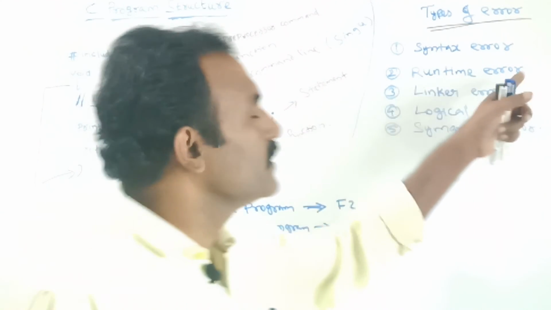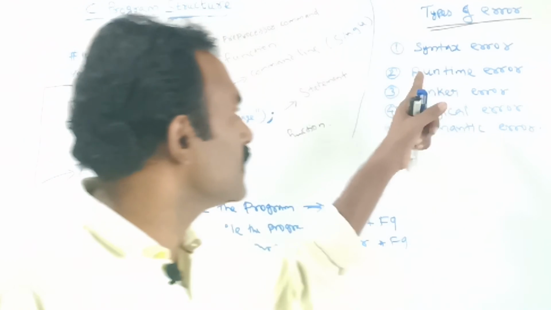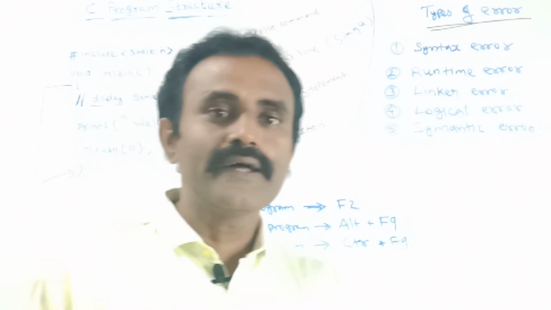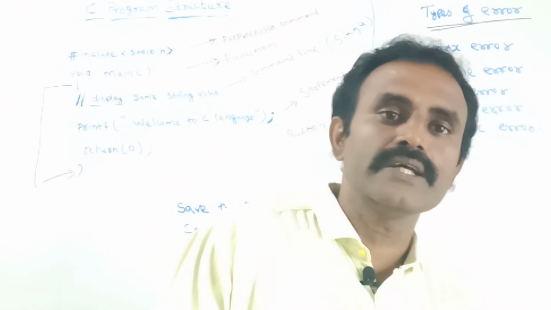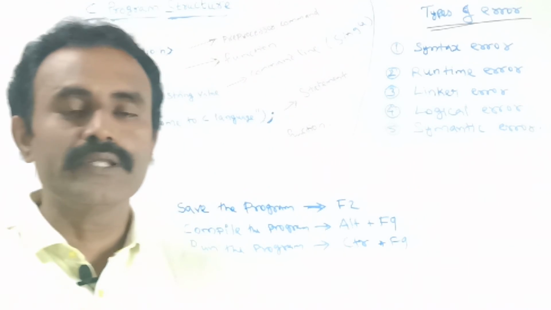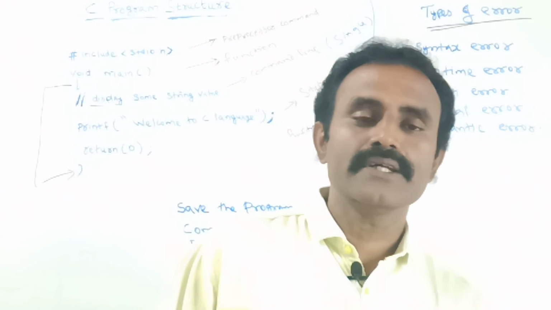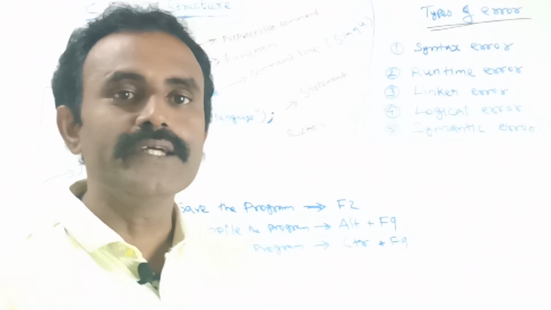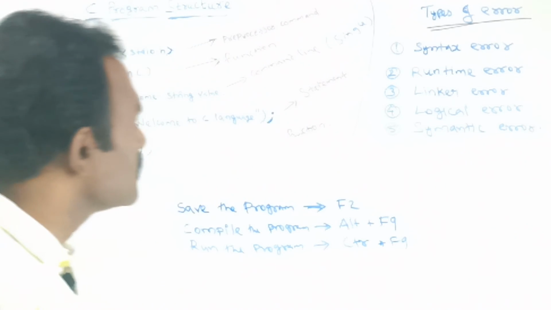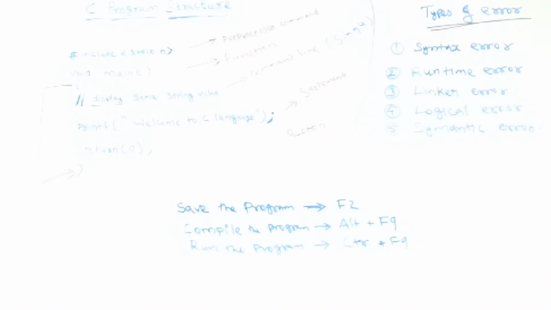Next, let us go to the runtime error. The runtime error occurs while running the program, that is, while executing the program. For example, the most common runtime error is divide by 0. This is a runtime error.